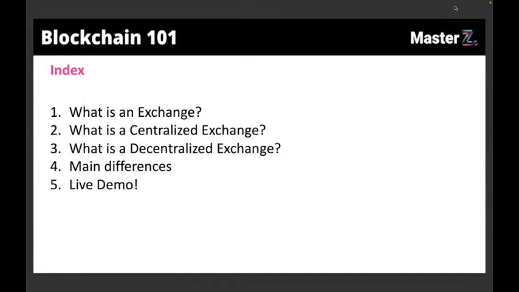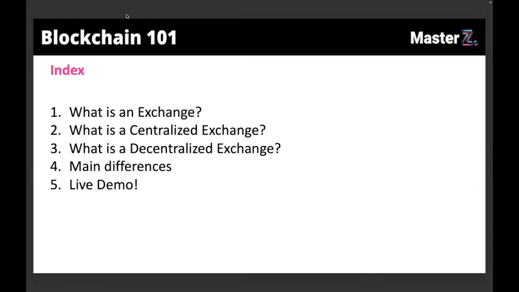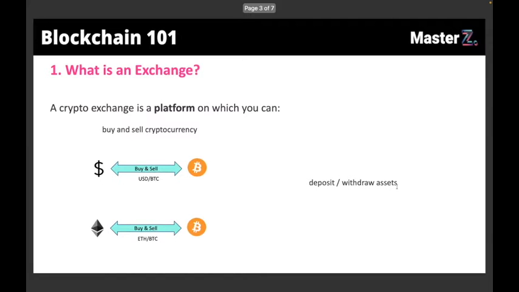So this is what we're going to do today. Firstly, I'm going to explain what an exchange is, very generally. Then we're going to deep dive into what centralized exchanges are and what decentralized exchanges are. Then we're going to go over the main differences between the two. And if we have time, we're going to do the live demo all together to show you how to transfer tokens from a centralized exchange to a decentralized exchange and how to use both of them.